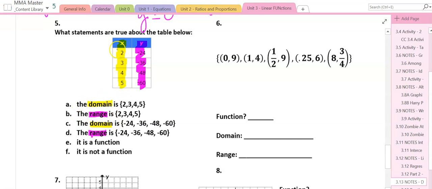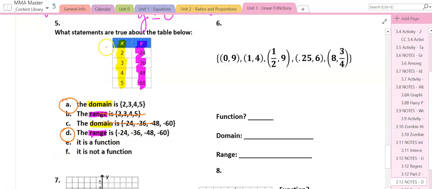The domain is 2, 3, 4, 5. That is a true statement. The range is not that. The range is -24, -36, -48. So this one is in fact the range because this statement is not true.